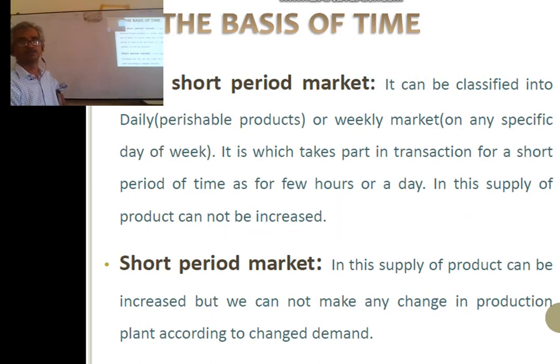On the basis of time, a short period market. Markets can also be classified according to the time period. First, a short time period. A short period market can be for daily perishable products or weekly markets on any specific day or week. It is in which transactions take place for a short period of time, a few hours or a day, and the supply of the product cannot be increased. Usually in our country, Pakistan, the Achar Bazaars or Juma Bazaars, the cattle markets, remain open for a few hours.